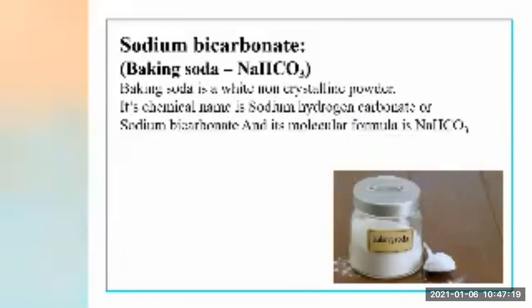What is the chemical formula of this baking soda? The chemical formula of baking soda is NaHCO3. Okay. Now see, baking soda is a white non-crystalline powder. When we take baking soda in our hand, we see that it is very smooth. We don't feel any crystalline structure. We do not feel any crystals with our hand. We feel that this powder is very smooth. So if it is smooth, we will say that it is a non-crystalline powder, right?